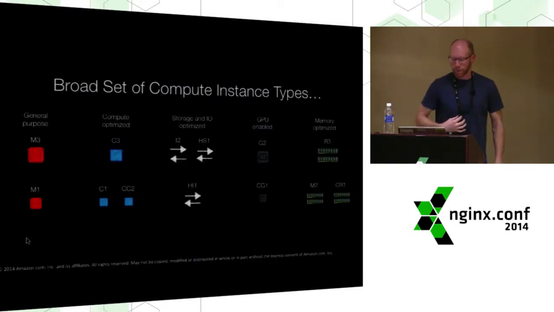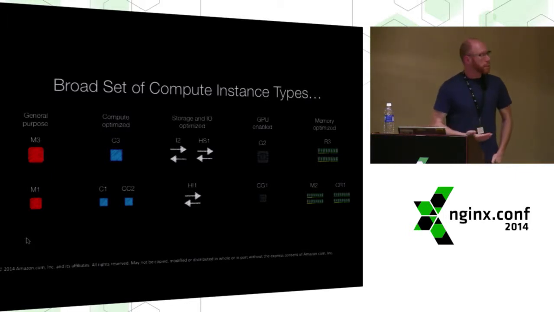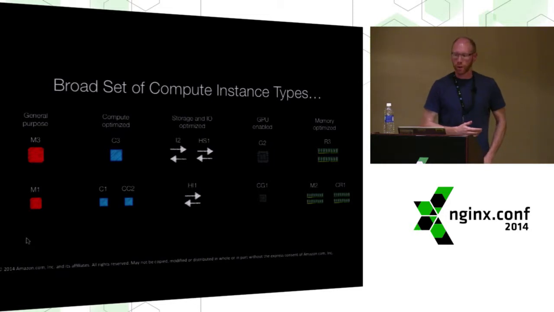And with that, we've got the broad set of instance types. We've got the general purpose instances. We've got our compute optimized instances if you really need a lot of CPU. We've got the storage and I/O optimized, which are really, really big with a lot of internal SSD storage. The GPU enabled, which are the graphics processing instances, great for the gaming industry and starting to be used in scientific analysis. And then the memory optimized, which have a lot of memory for you to use if you need it.